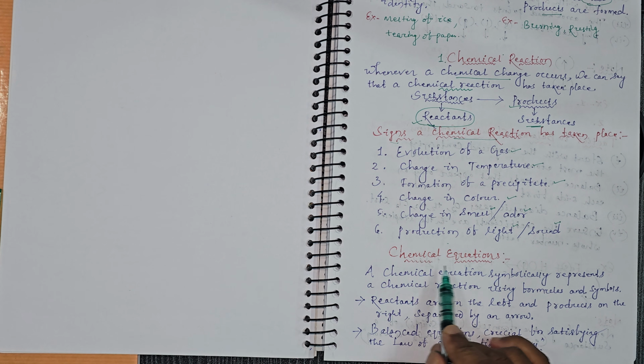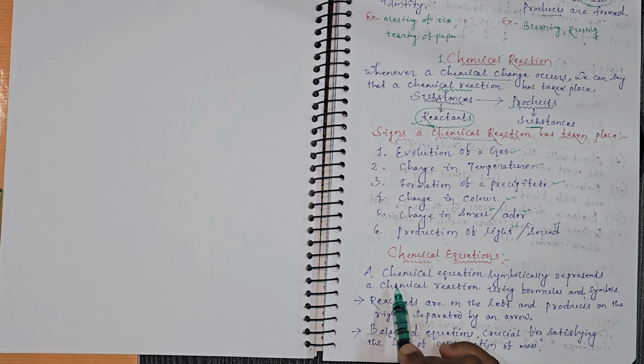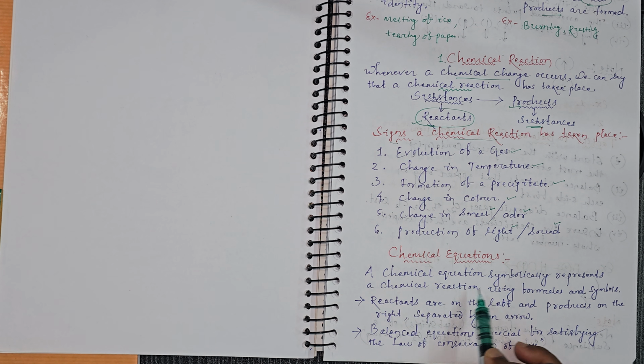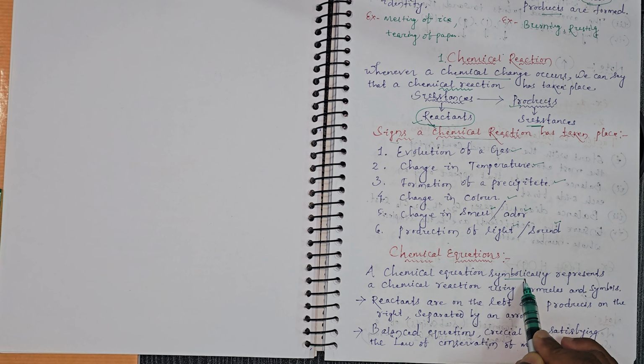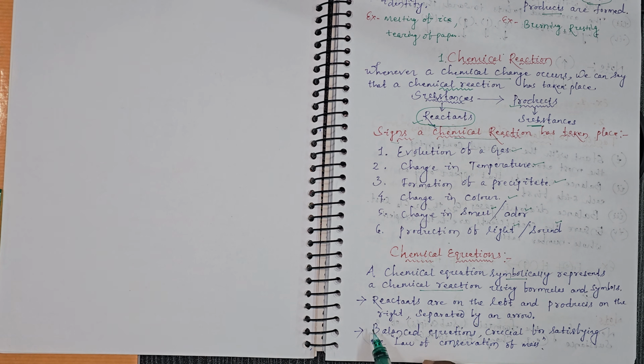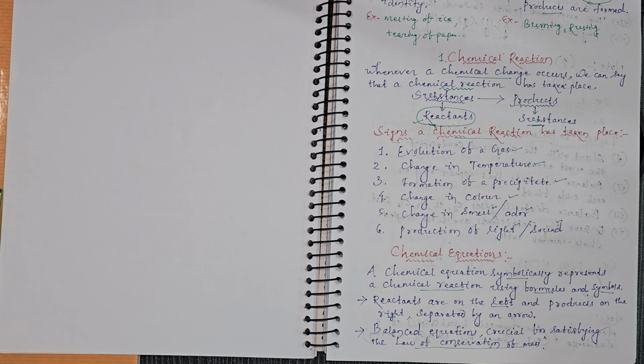Next, now coming to chemical equations. A chemical equation symbolically represents a chemical reaction by using formulas and symbols. The reactants are on the left side and the products on the right side. And a balanced equation is crucial for satisfying the law of conservation of mass. I hope this is clear.